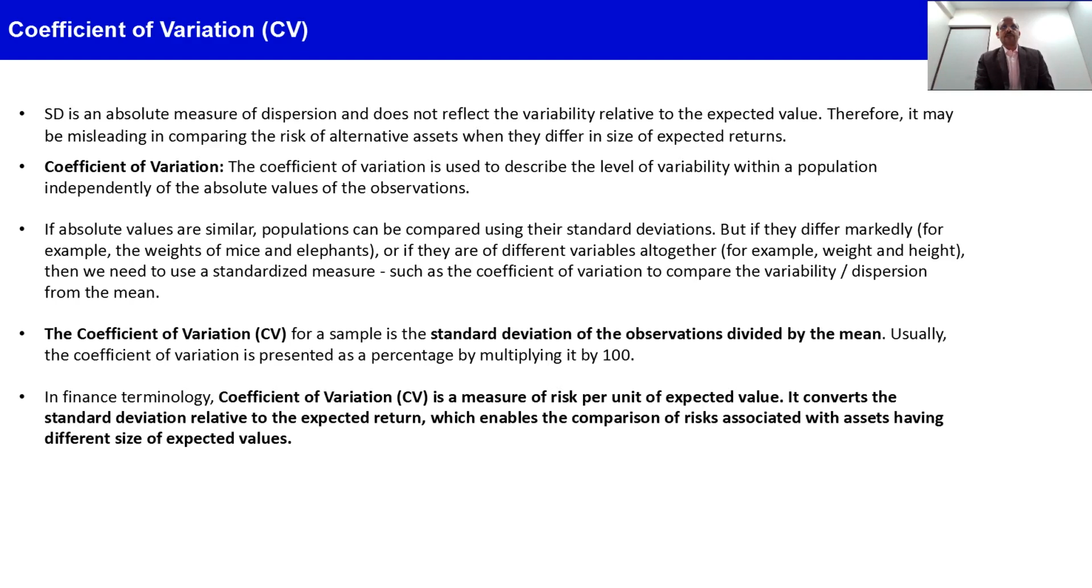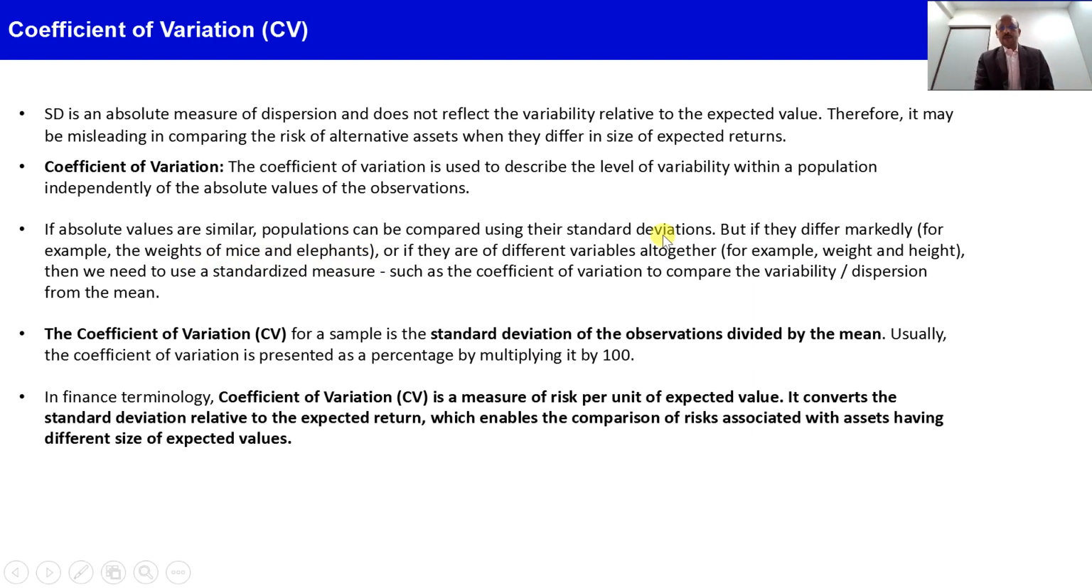Now, let's see the concept of coefficient of variation. We saw standard deviation is an absolute measure. It does not relate the deviation to the mean of the data set. So when two data sets are of totally different sizes or different units altogether, for example, if you want to compare the weights of mice and the weights of elephants, though they are both animals, their sizes are totally different, so you cannot compare the standard deviation of mice with the standard deviation of elephants.